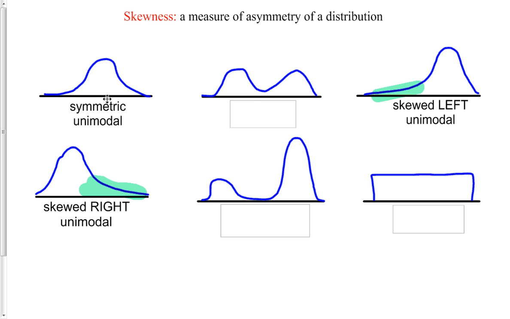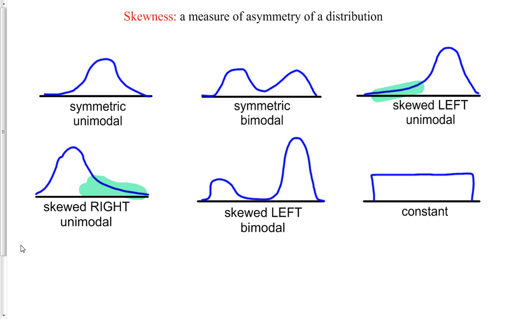An example of something that's symmetrical just like this one, but has two peaks, we call that bimodal. And if it had three peaks, it would be trimodal, and so forth. This one down here is something you won't see very often, but there's two peaks, and most of the data is off to one side. So we say that this one is skewed to the left, but bimodal. And this final one here, because all the data is the same, we ignore all of this and just call it a constant function. And that's all for distributions.